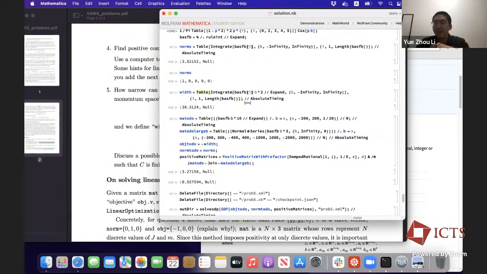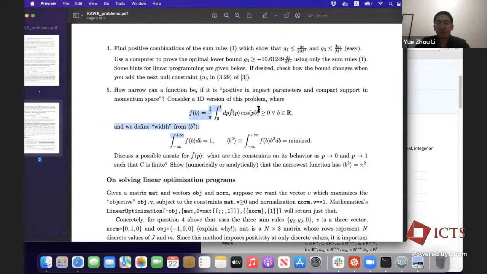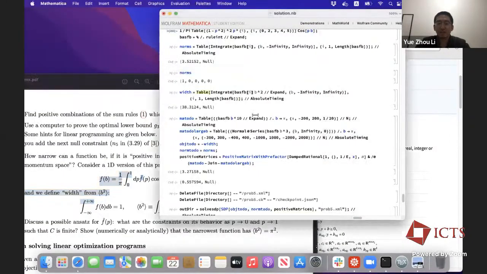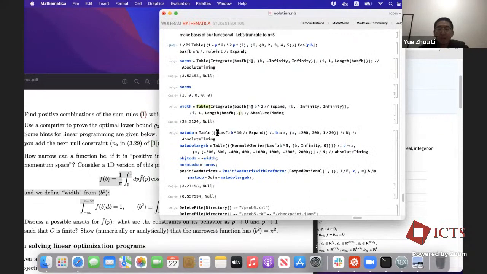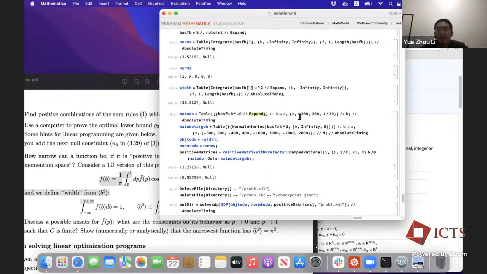You can translate your problem into SDP language. So the thing you want is to make it positive. You have your basis, I call it basis FB, that is the impact parameter space of your wave function. And this thing to be positive is a bunch of matrices because you require it to be positive for all B. So to do this, you just take B from minus something to something. The idea is that you sample the B as best as you can do. And this gives a positive matrix.